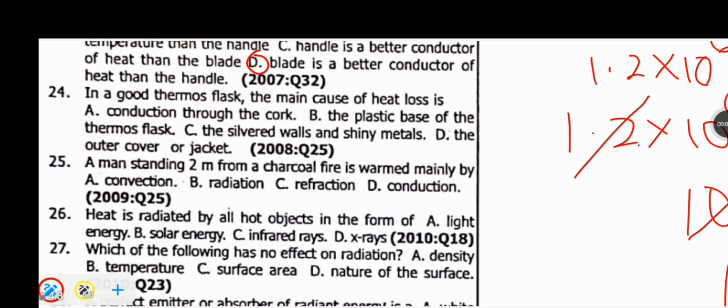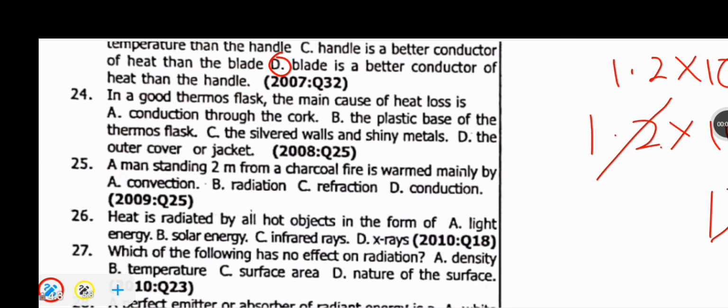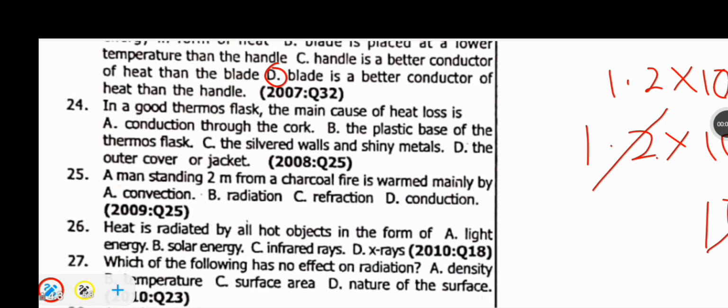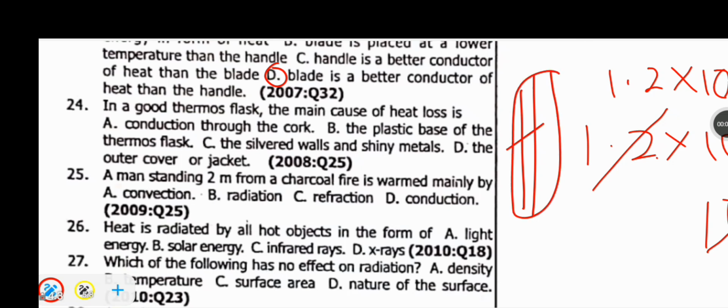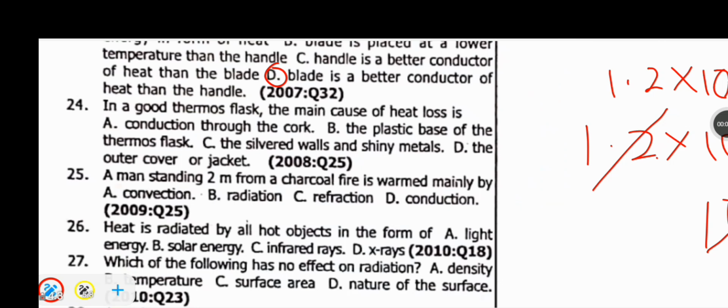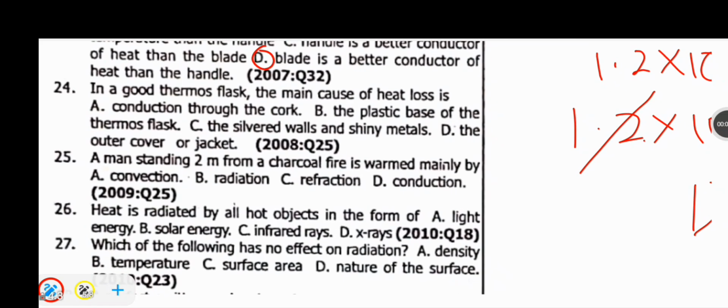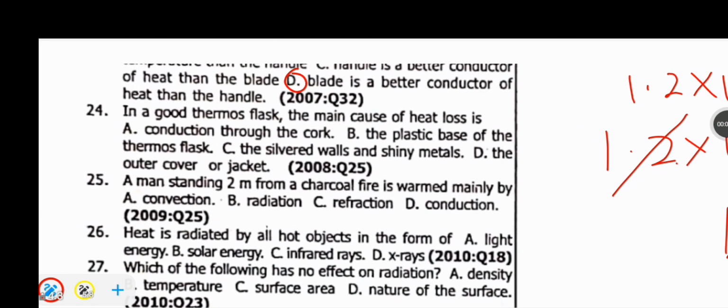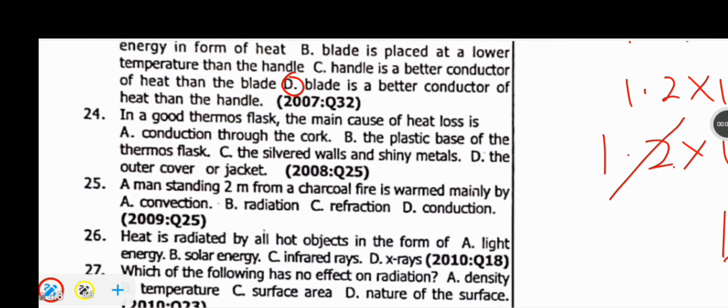In the thermoflask, the main cause of heat loss is, now the main cause of heat loss in the thermoflask, okay, the silvering was to prevent heat loss by radiation. The vacuum will prevent heat loss by conduction and convection. The only way it can be lost is through the cork, which is at the top. That's the cover. So if you see a question like this, just choose the cork, the cap. Conduction through the cap or the cork. So the answer is option A.